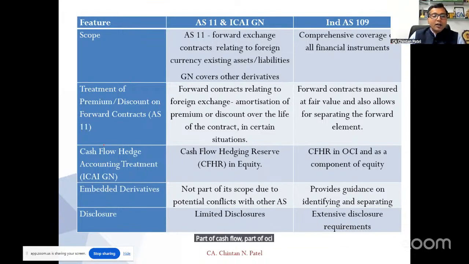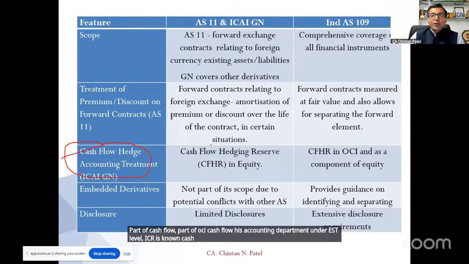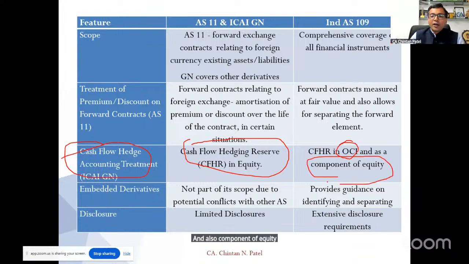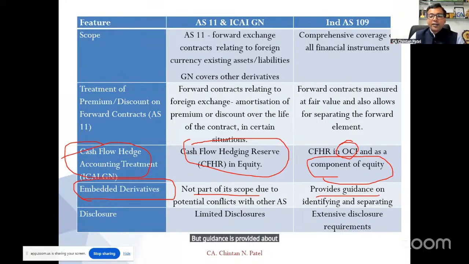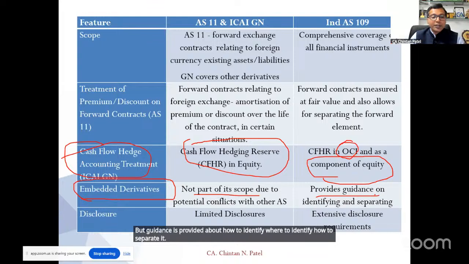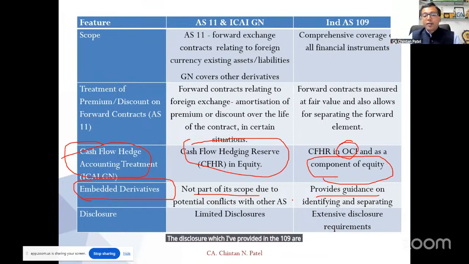Cash flow hedge accounting treatment under AS 11 and the ICAI guidance note: cash flow hedge reserve is part of equity, because there is no OCI in accounting standards. There is no OCI in non-Ind AS companies. Under Ind AS, it is part of OCI and also a component of equity. Embedded derivatives, as we discussed, where there are two contracts as part of one hybrid contract, are not part of the scope as far as the accounting standard is concerned. But in Ind AS, guidance is provided about how to identify, where to identify, and how to separate it. The disclosures provided in 109 are much more extensive.